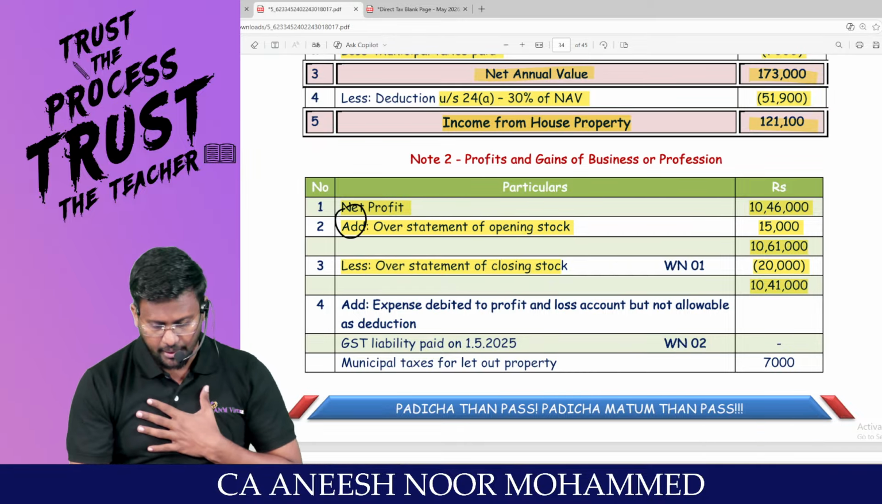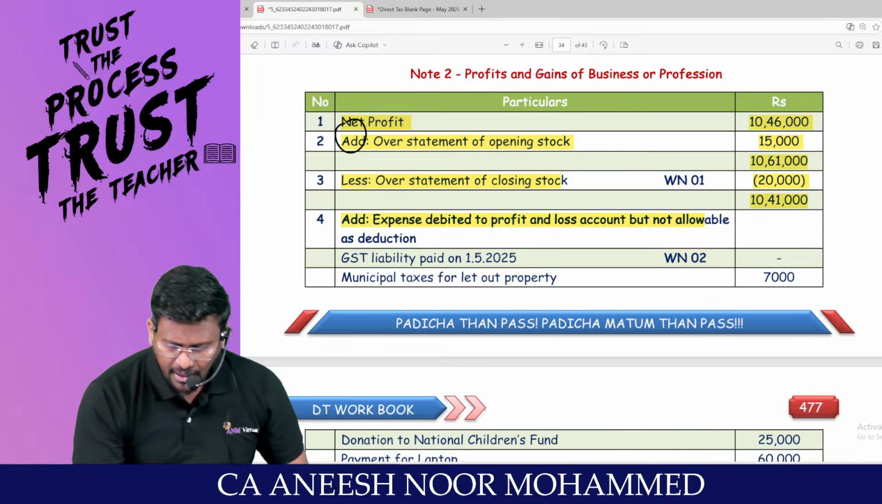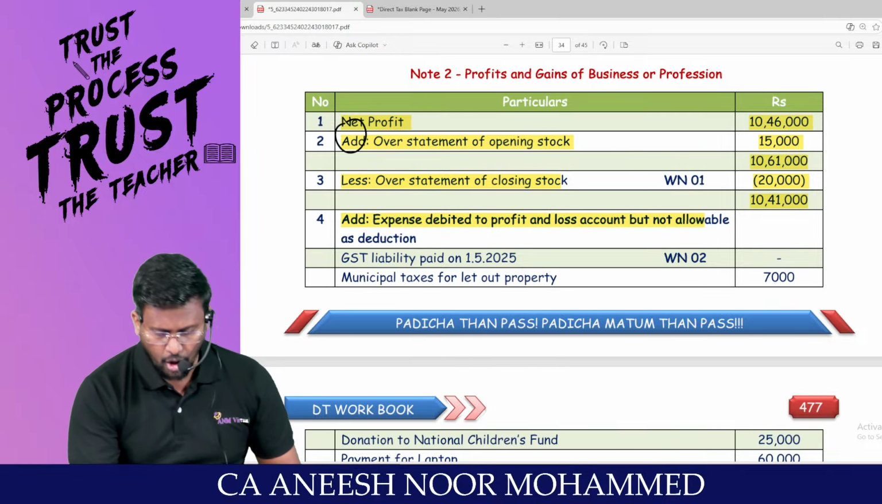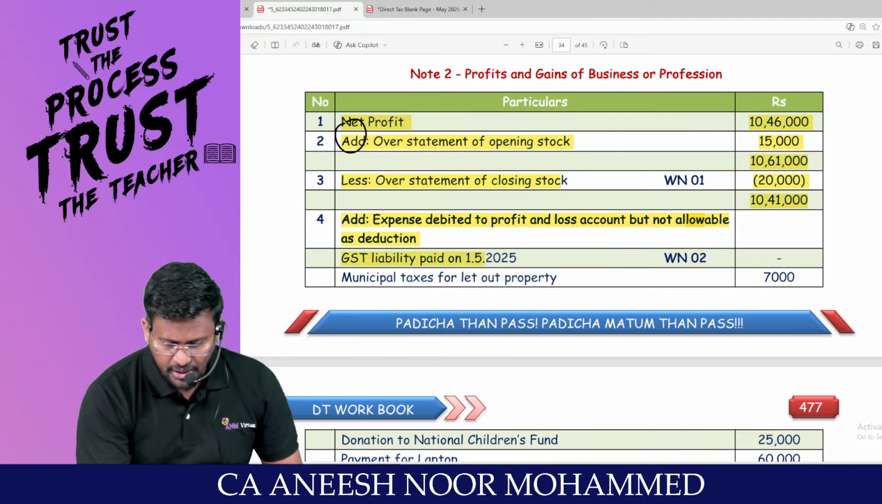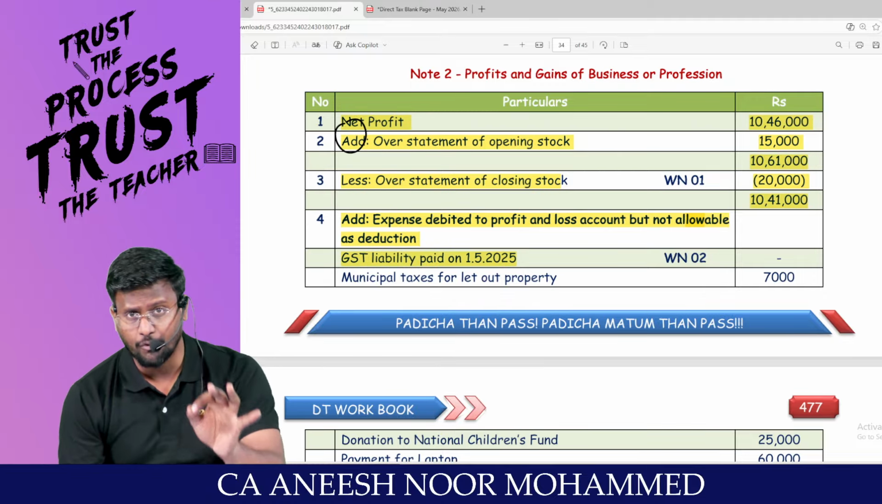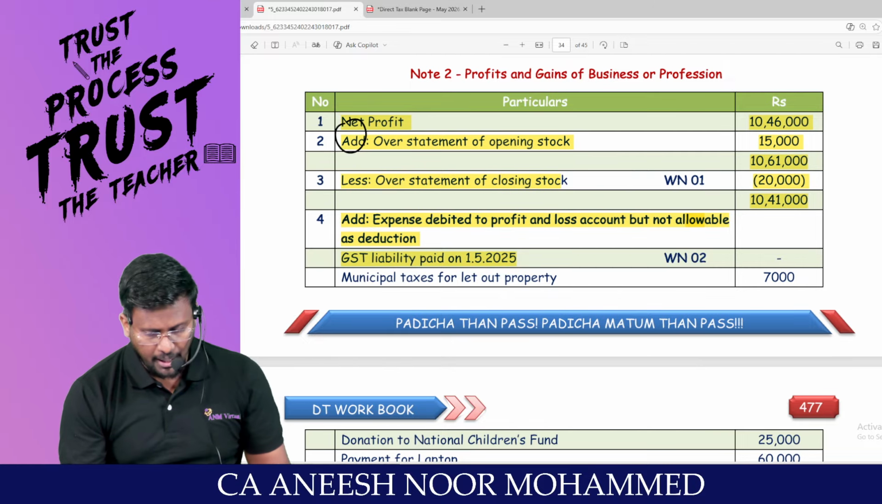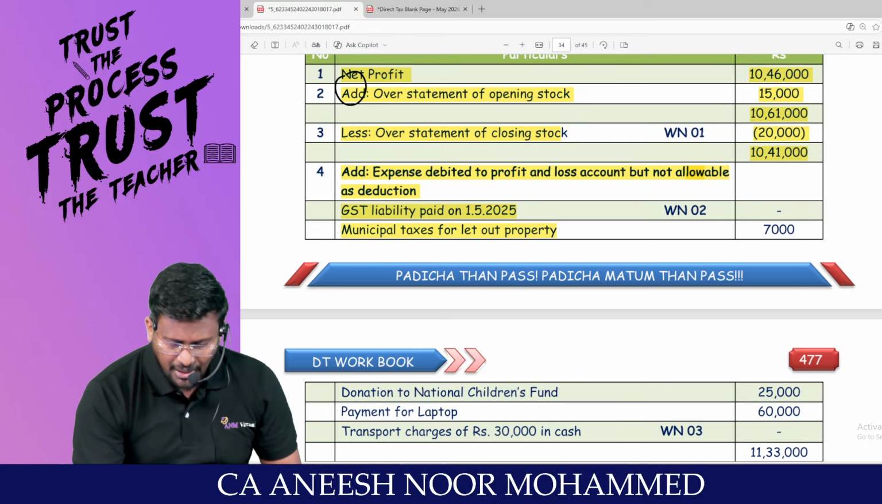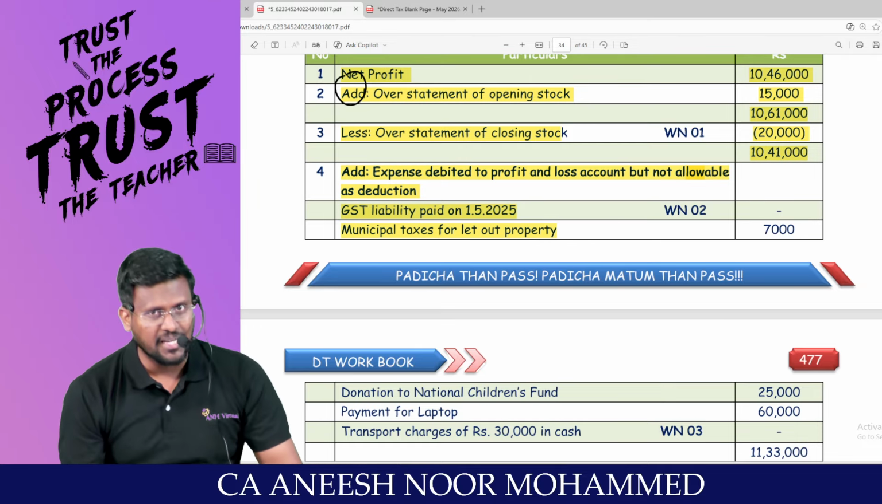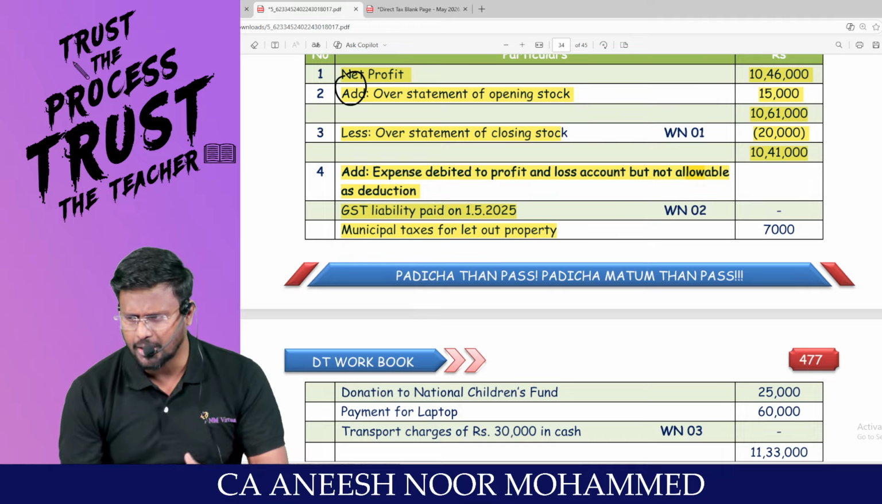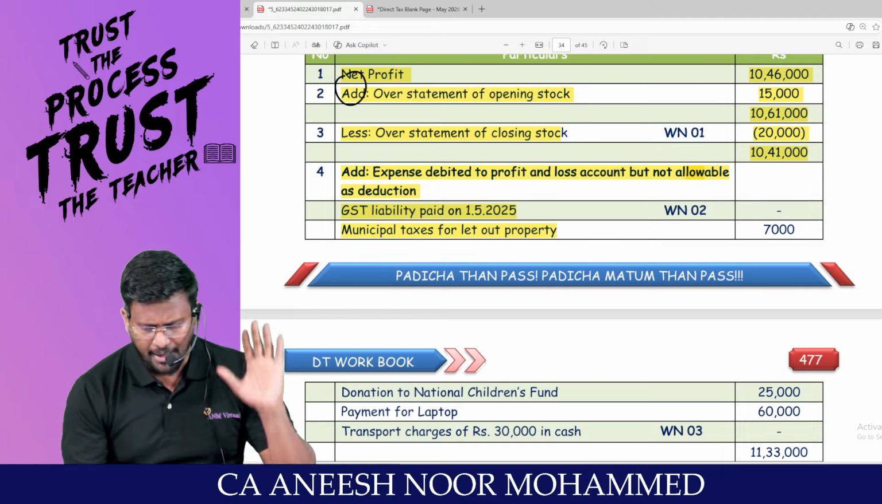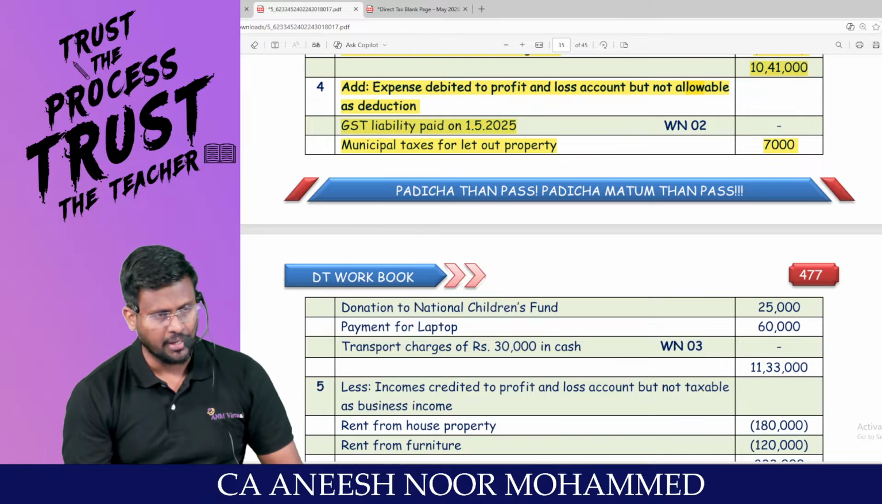Am I right? Add expenses debited to P&L but not allowable as deduction. For example, GST liability: since it has been paid before filing the return of income, no 43B disallowance will be there. It will be allowed as a deduction. Municipal tax for let out property is an impurity for PGBP. It should not be debited to the P&L account, so it should be added back. That's why we are adding back 7,000.